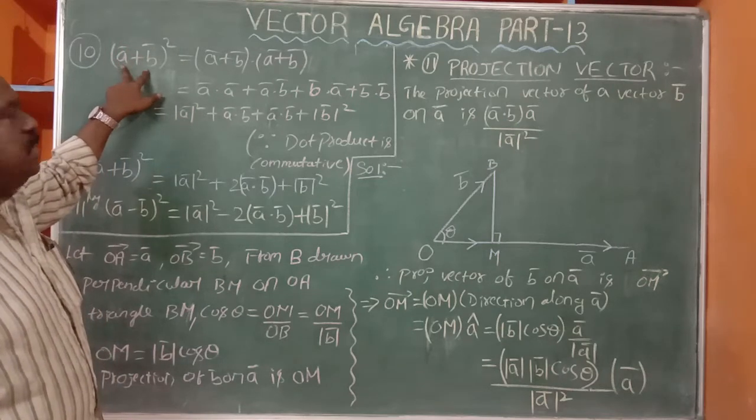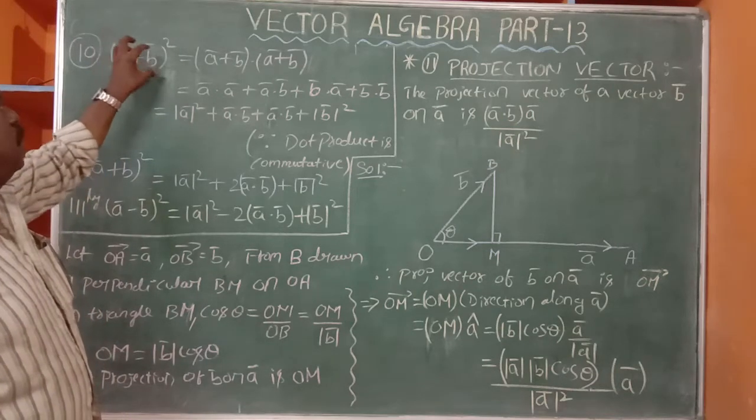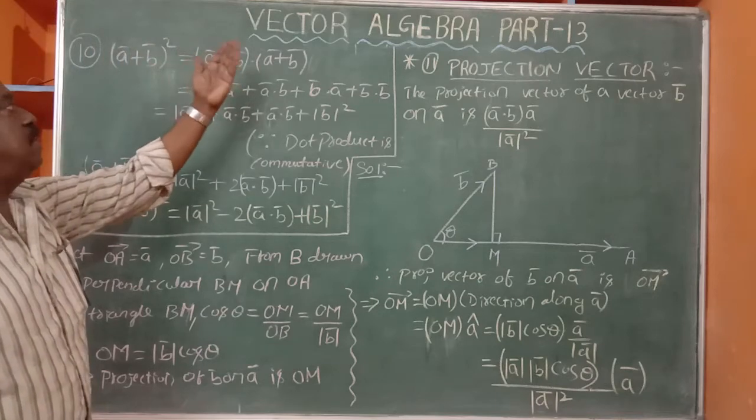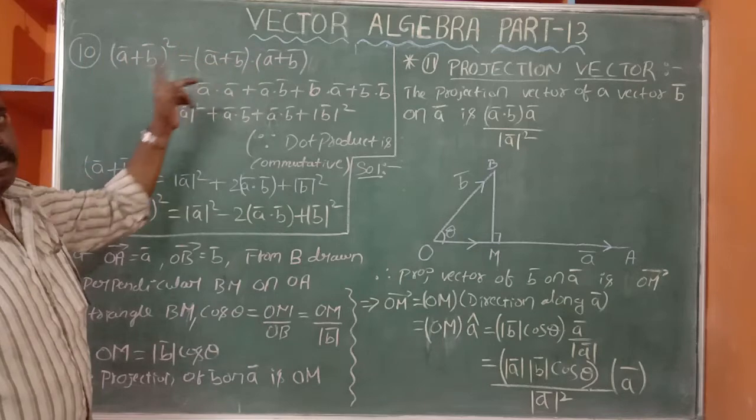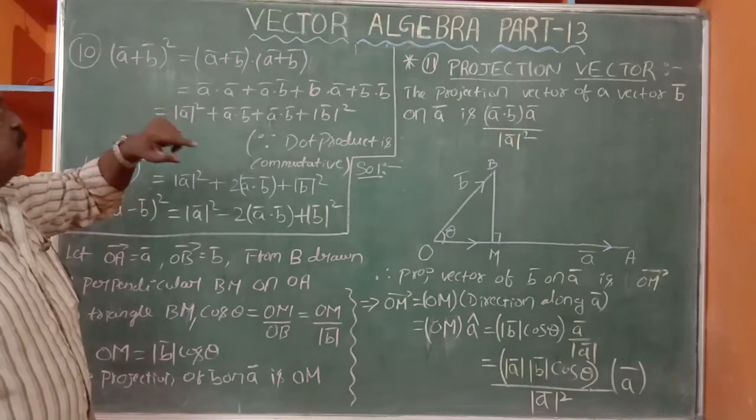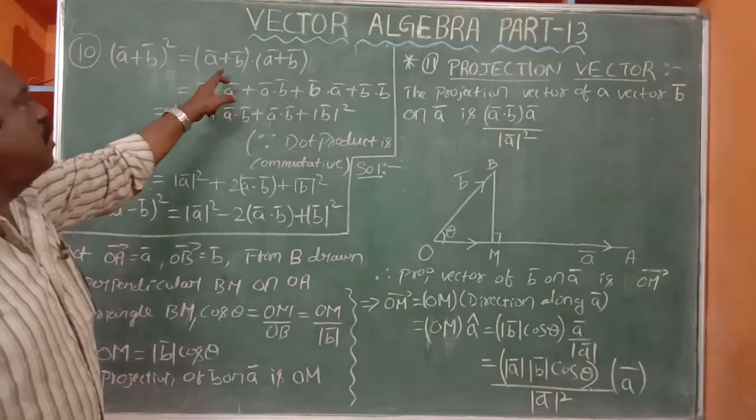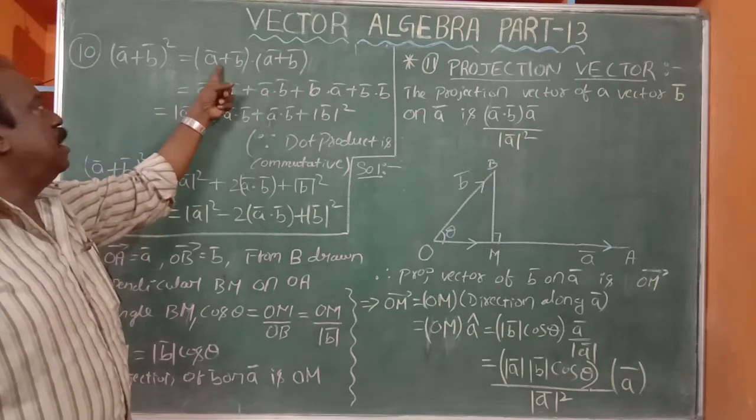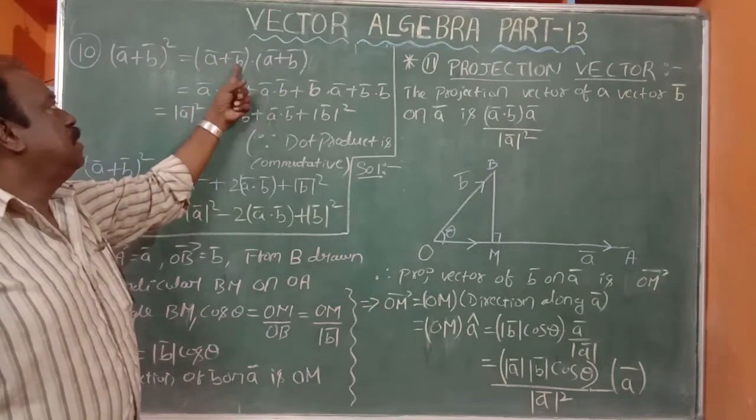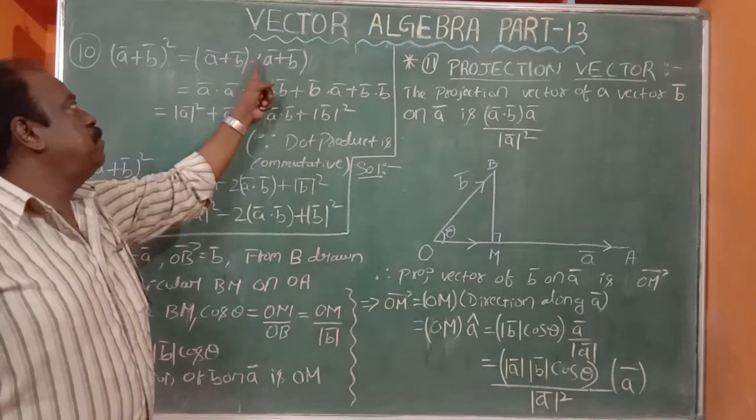Some vector whole square. This sum is again a vector, say x bar. X bar square is x bar dot x bar. X bar means a bar plus b bar, dot a bar plus b bar. You follow it. Now it follows the distributive law: a bar dot a bar, a bar dot b bar, b bar dot a bar, b bar dot b bar.